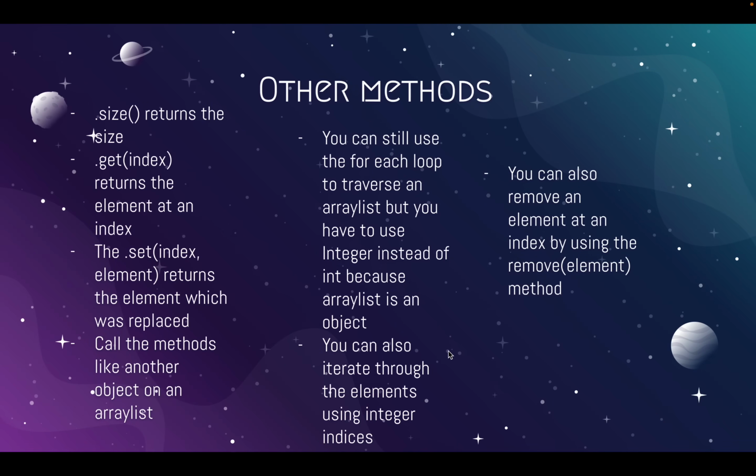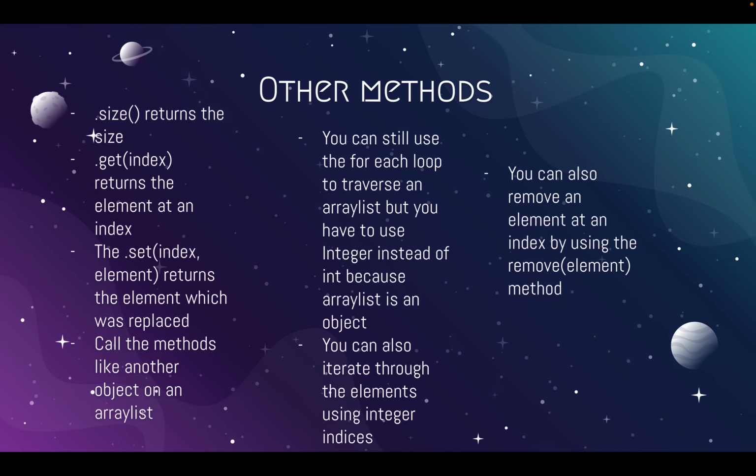So, other array list methods. ArrayList.size, the name of the ArrayList dot size, will return the size of the array. The dot get returns the element. We already went over that. The dot set method will also return the element which was replaced while setting the new element. So call the methods like you would on another object on an array list.